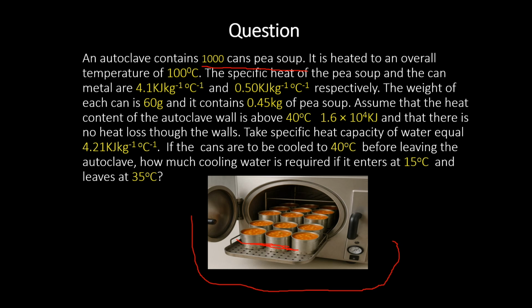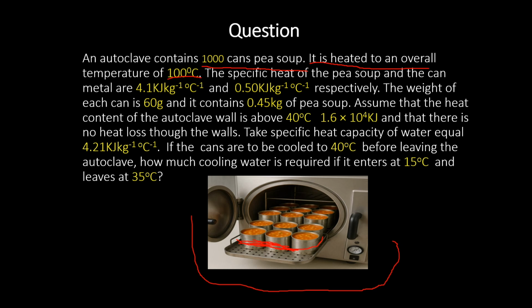That is, if we have 1,000 cans and each can contains pea soup, therefore we have 1,000 pea soup as well. The same way we have 1,000 cans, the same way we have 1,000 pea soup. Okay, now from the question, we're told that it is heated to an overall temperature of 100 degrees Celsius. That is, the can and the pea soup were both heated to that temperature.